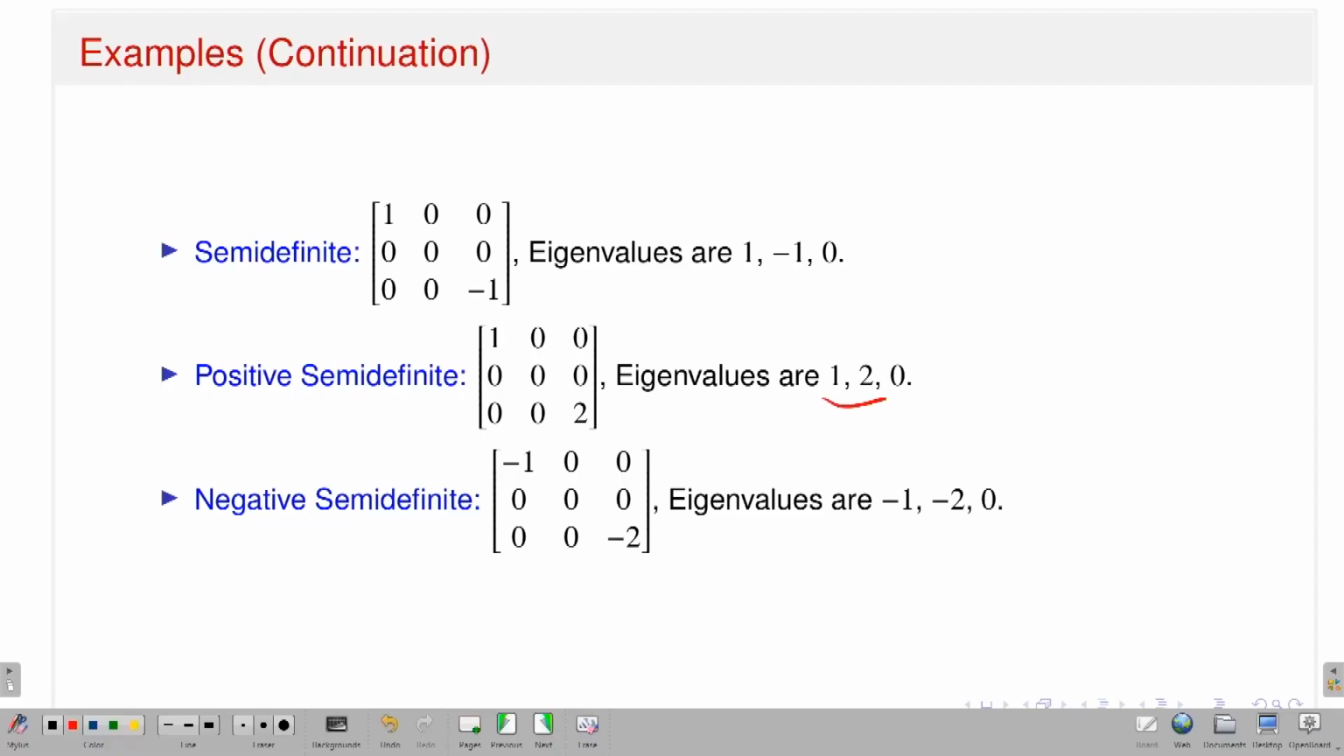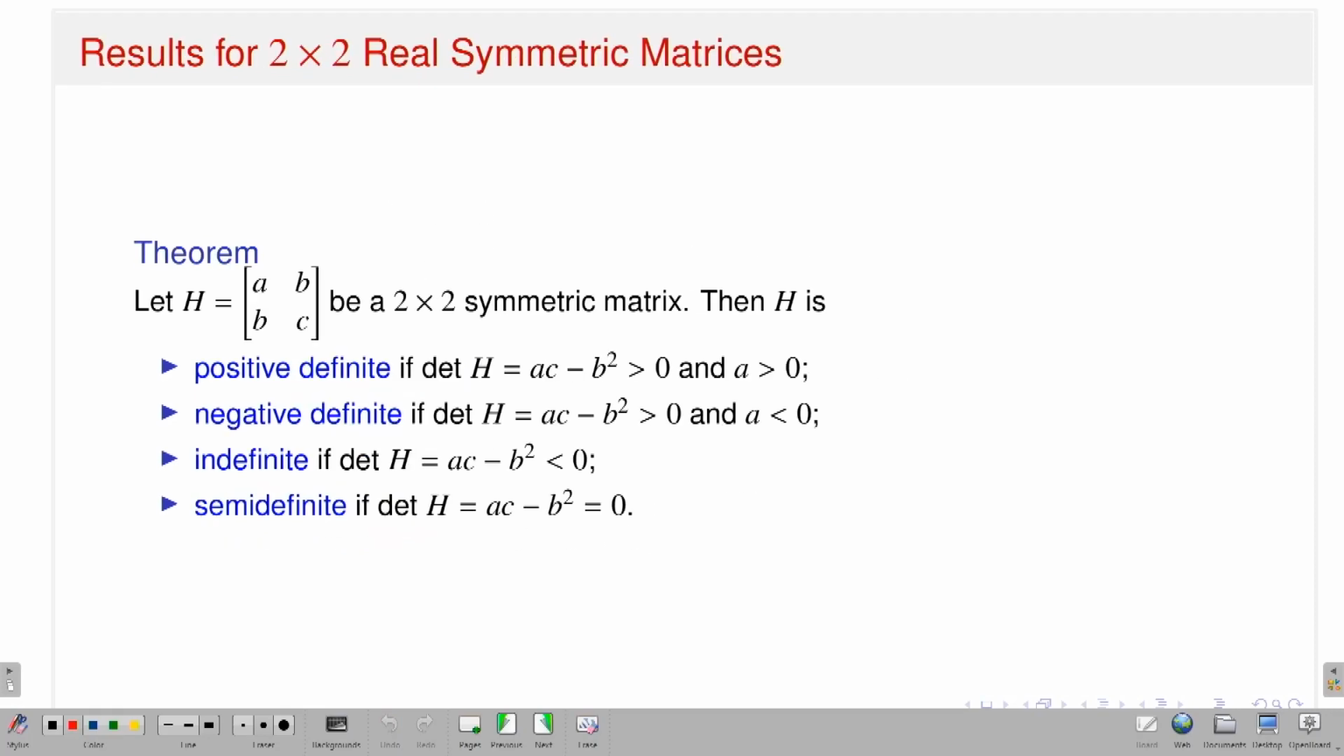Similarly, negative semi-definite means 0 is an eigenvalue along with the other two non-zero eigenvalues being negative. So therefore this is negative semi-definite. So this is positive semi-definite. This is negative semi-definite. These are the examples of positive definite, negative definite, indefinite, semi-definite, positive semi-definite, negative semi-definite matrices.